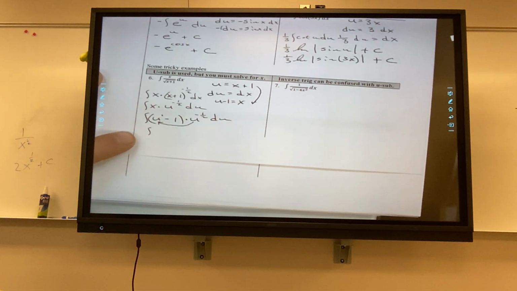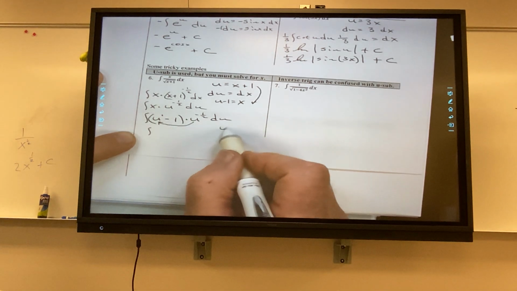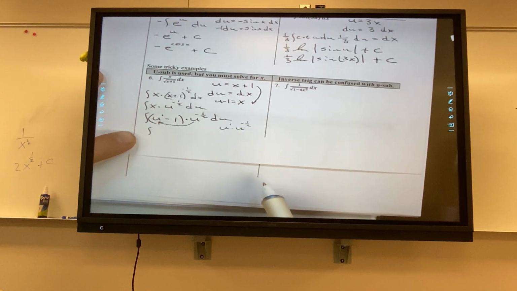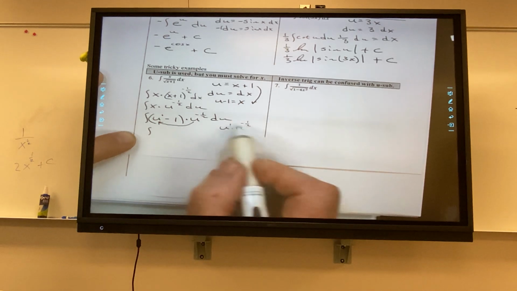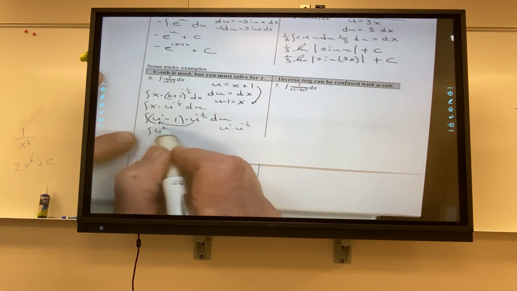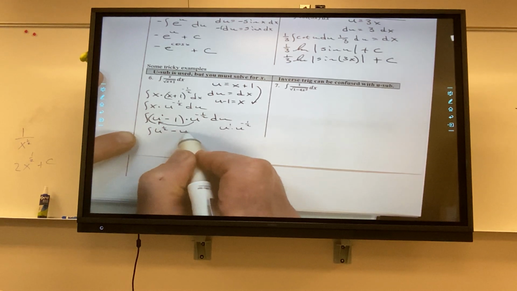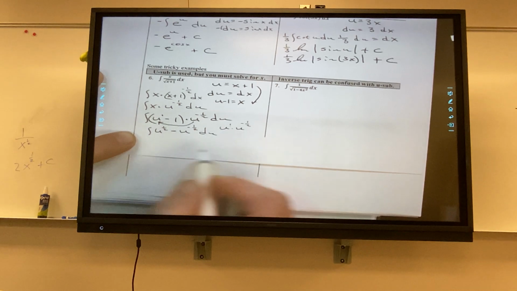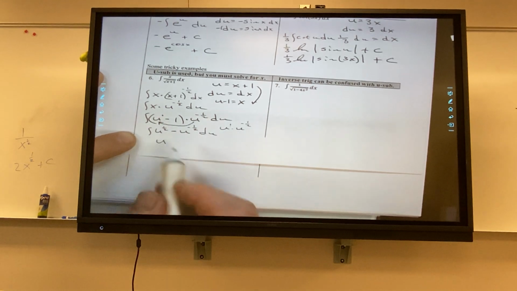So I'm going to take u to the negative 1/2 and times u to the first. Grace, what does that give me? The bases are the same. What do I do with the exponents? In other words, what's u to the first times u to the negative 1/2? Not sure? U to the 1/2. 1 plus a negative half is u to the 1/2. So this is going to be u to the 1/2 minus u to the negative 1/2, because that's multiplying 1 together, du.